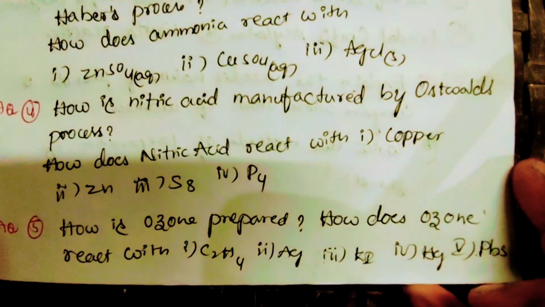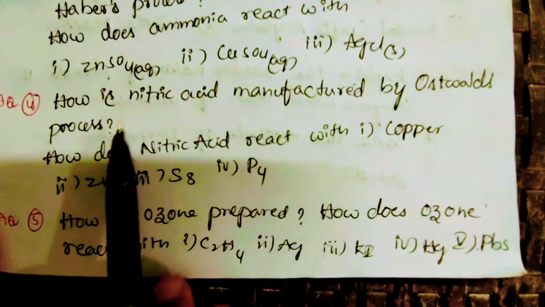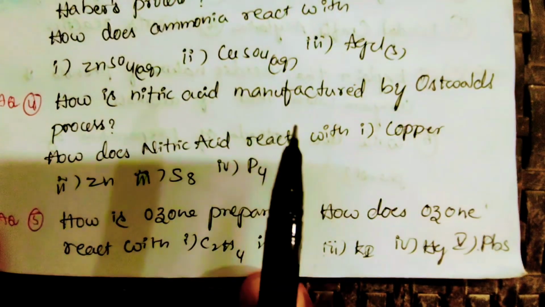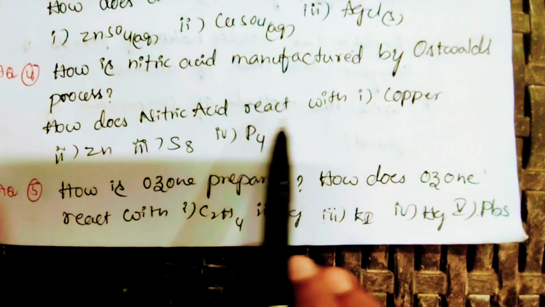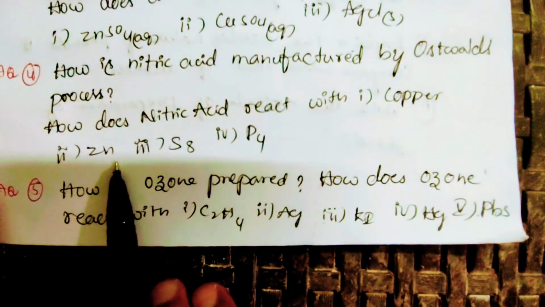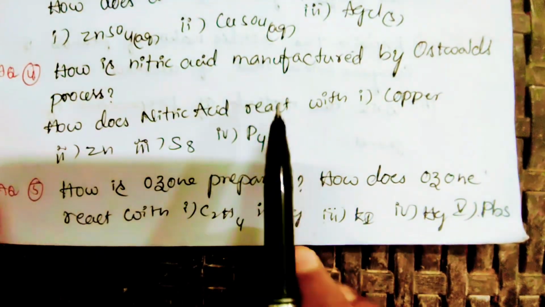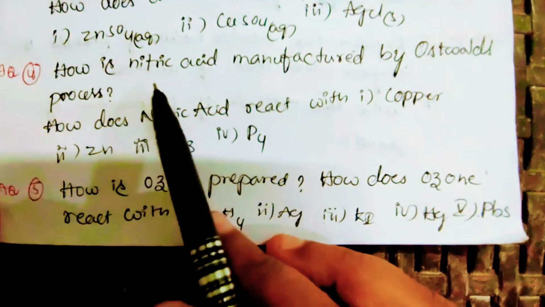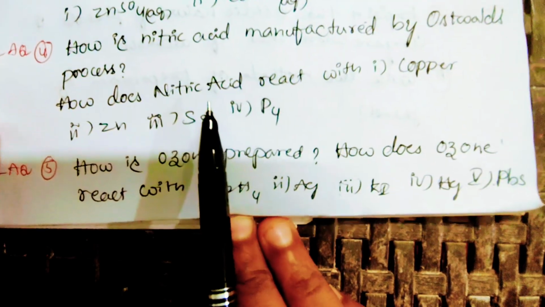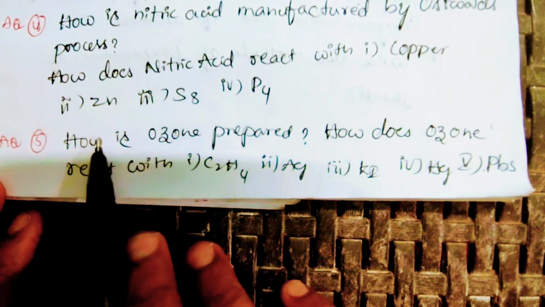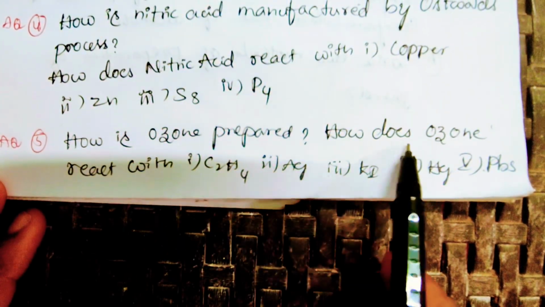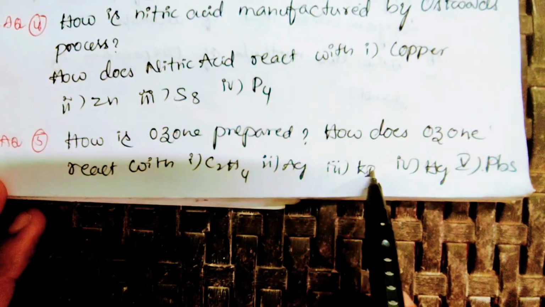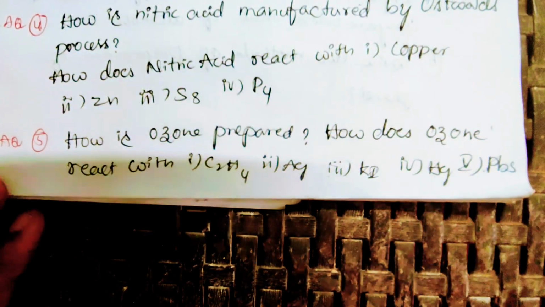The next question from the p block elements lesson: how is nitric acid manufactured by Ostwald process? How does nitric acid react with copper, zinc, sulfur, and phosphorus? So how to prepare nitric acid and what are the reactions undergone by nitric acid. And the next question from this lesson: how is ozone prepared? How does ozone react with ethene, silver, potassium iodide, mercury, and lead sulfide?